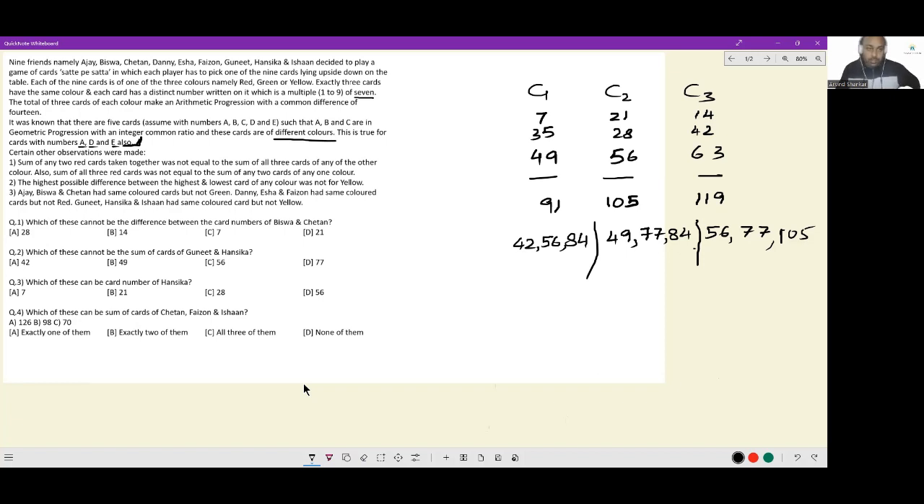Now the instruction was sum of any two red cards taken together was not equal to the sum of all three cards of any other. The only summation where this can happen is 105. So this cannot be red. Color 3 cannot be red.